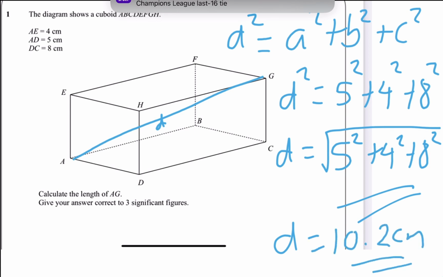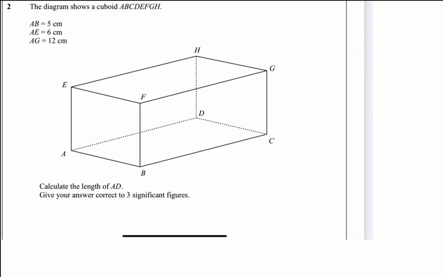10.2 centimeters. If we look at the following question here, it says the diagram shows the cuboid. AB is equal to 5. AE is equal to 6. And AG, this time they've given us the diagonal. Okay, that's our D square if you think about it. And that is equal to 12.